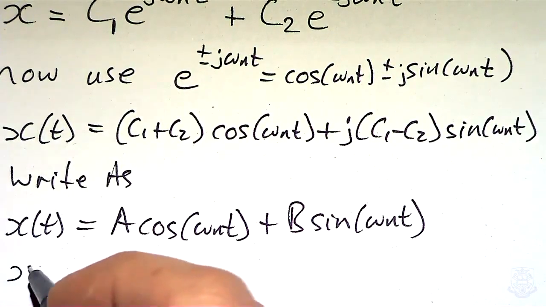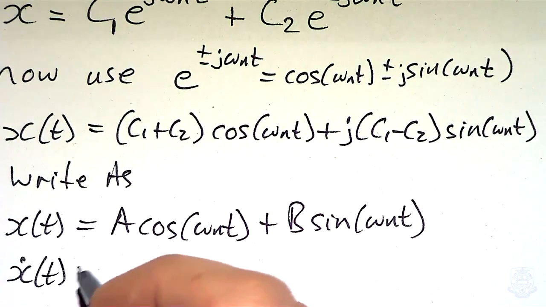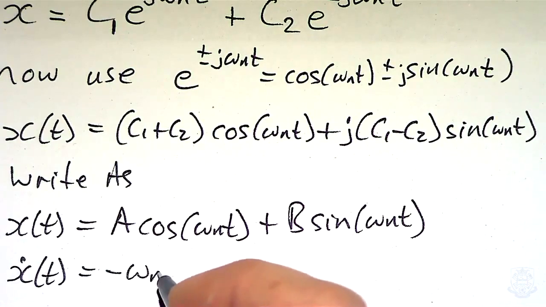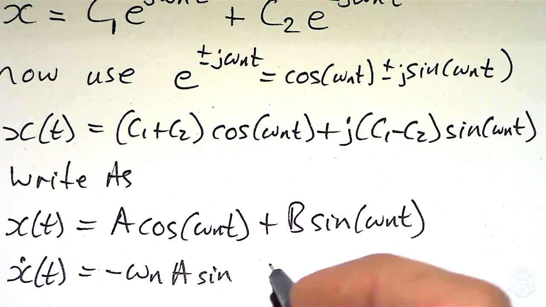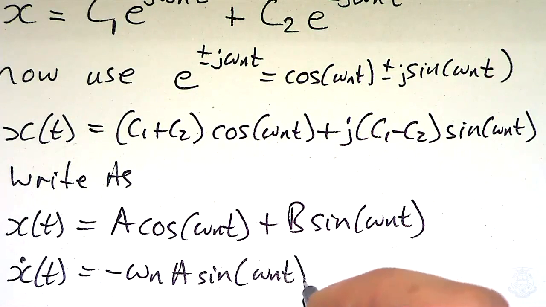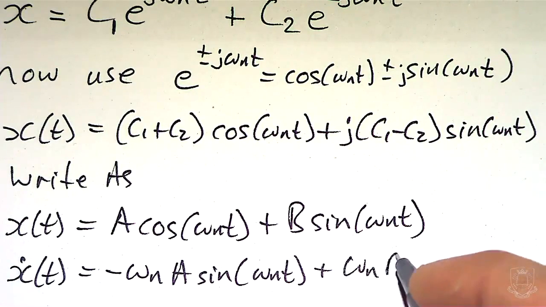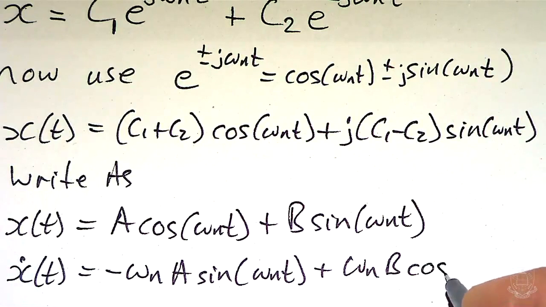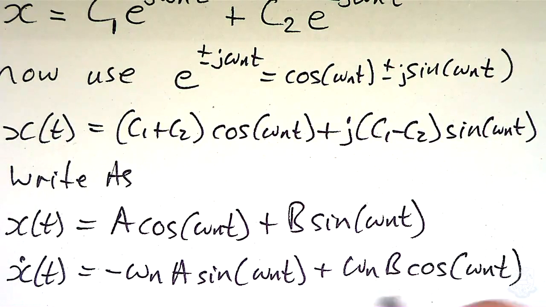If I differentiate this, I get x dot of t equals minus omega n a sine omega n times t plus omega n b cos omega n times t. So now I have displacement and velocity for this single degree of freedom system.